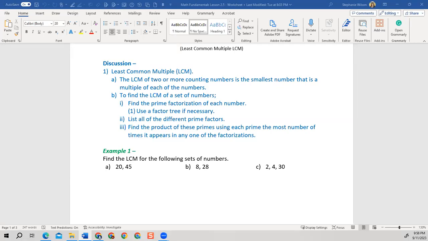Least common multiple. So to find the least common multiple, we are looking for the smallest number that a set of numbers will go into. Now, they don't go into them the same amount of times, but they will go into that same number. So if you want to pause this to read over this blueprint for helpful information, please do.